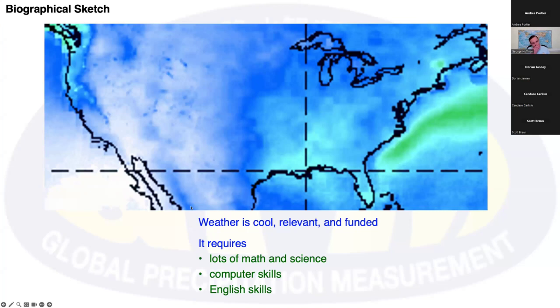Okay, so I just want to give a graphical biographical sketch. This is the representation of the climatology of precipitation over the US. But I use this as a platform to show where I've been. Weather is cool and relevant and funded. That last one is really important if you want to make a career out of it. I was hooked in like 4th grade, and I found along the way that it requires lots of math and science. It takes a lot of computer skills, and it takes English.